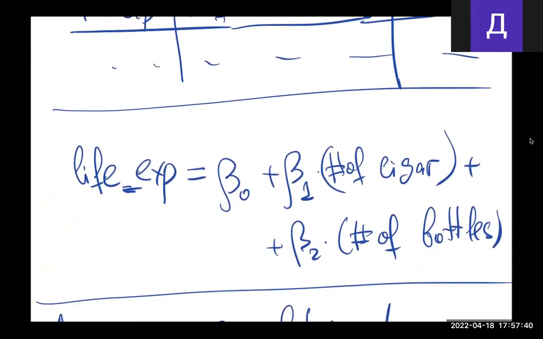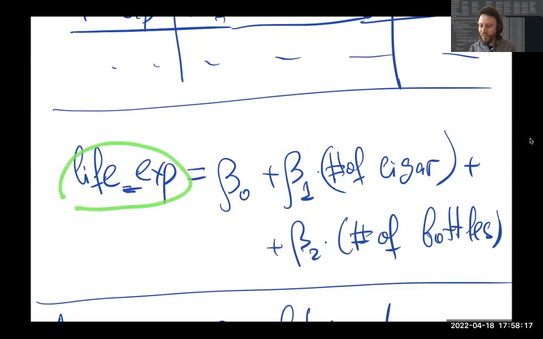Excuse me. I think I didn't understand it right, but you can do vice versa. We can compare two people who smoke the same, but drink different amounts of alcohol. Yes, we can. And the effect of alcohol can be bigger than the effect of cigarettes. It is not clear how to compare effect of cigarettes and effect of bottles, because they are measured in different units of measure. So beta 1 is measured in years of life expectancy divided by number of cigarettes per day. And beta 2 is measured in years of life expectancy divided by number of bottles. So these values are not directly comparable.